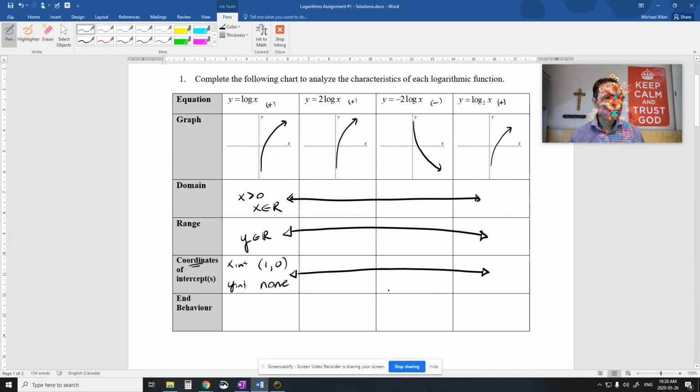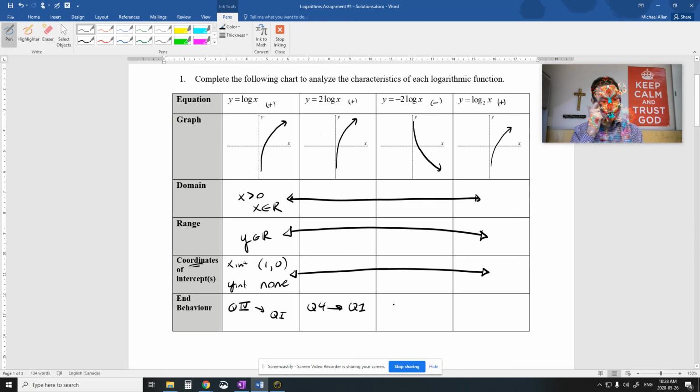And my end behaviors. The end behaviors are slightly different. The only one that's actually different is that third one, because it's a negative. But this one's going from quadrant 4 to quadrant 1. I don't know why I drew it like that. I just did. This one's doing the same thing, quadrant 4 to quadrant 1.